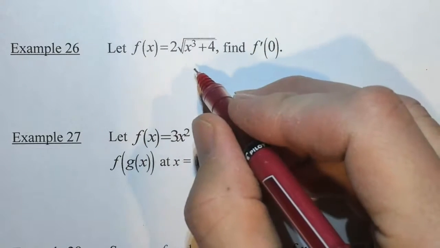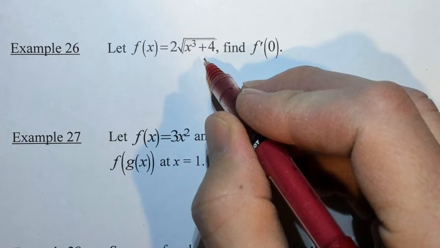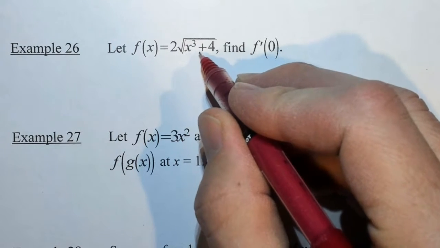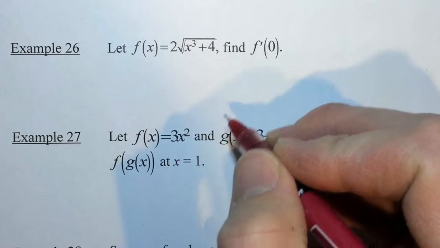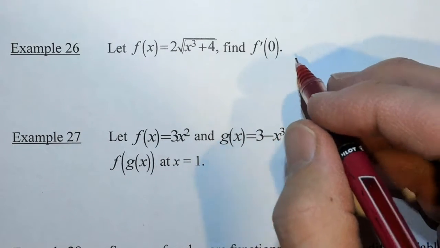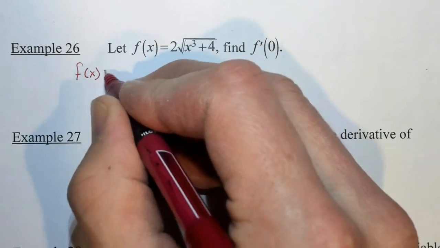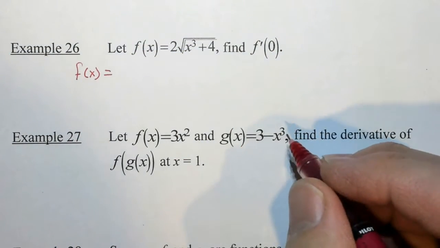With example 26, we have 2 times the square root of x cubed plus 4. So our inner function is going to be x cubed plus 4. We're taking the square root of that. We're charged with finding f prime of 0, so we're going to need to rewrite f of x so that we can better take the derivative.